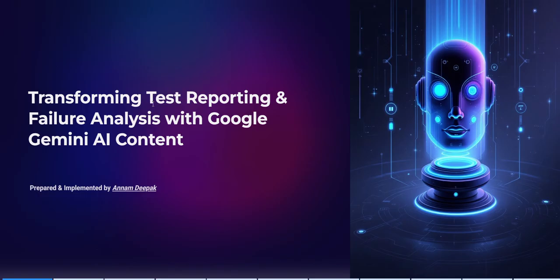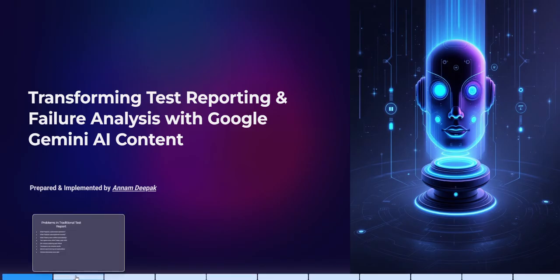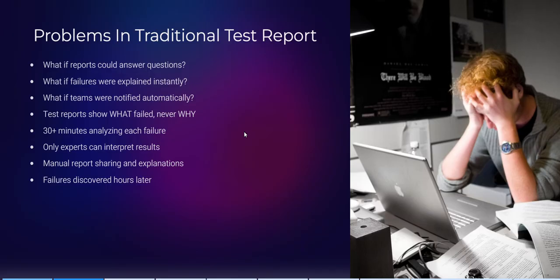Before showing you the solution, let's talk about the problems. I know you have all experienced this. See, traditional test reports are silent. You run your suite, you see the failures in red color, and then what? You're spending 30 minutes to half an hour diving through the logs, analyzing the stack traces, trying to piece together what went wrong and why. And here's the thing, only QA experts and senior developers can really interpret these results. If you are a product manager or a junior engineer, looking at a test failure report can be completely overwhelming.